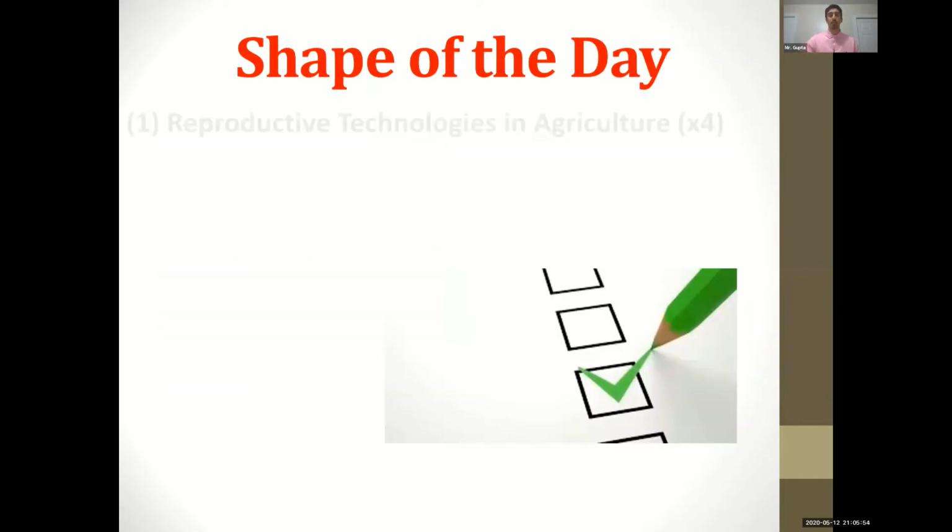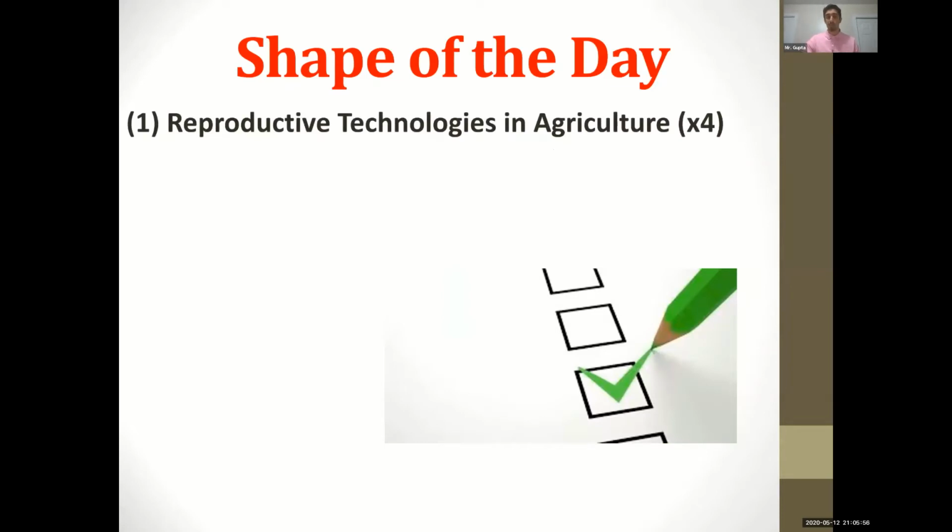So we're going to start off with the 4 different types of reproductive technologies in agriculture. And then we're going to end this lesson with a little discussion about the pros and cons of GMOs. And for those who don't know, GMOs are genetically modified organisms.